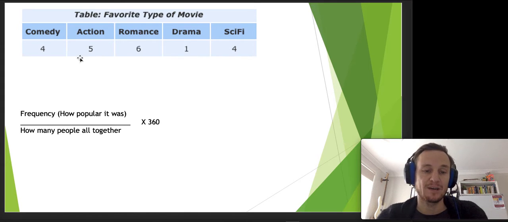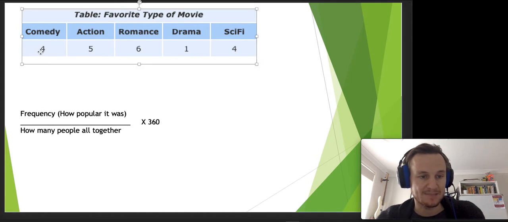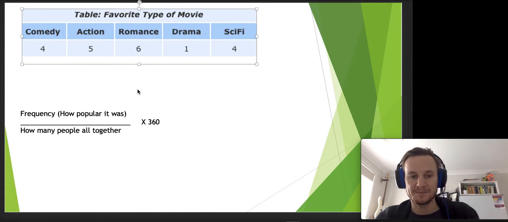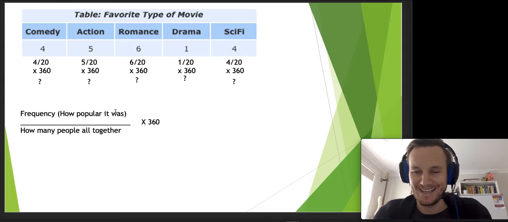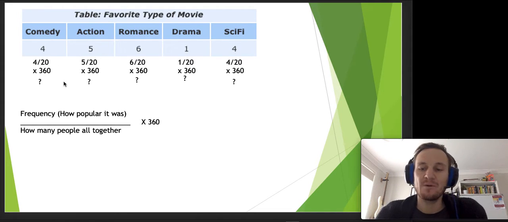So if I'm looking at my formula here, this one would be 4 over 20 times by 360. This one would be 5 over 20 times by 360. This would be 6 over 20 times by 360, 1 over 20 times by 360, and 4 over 20 times by 360. Which I have done here earlier. So now we've got to figure out what the answers to these are.